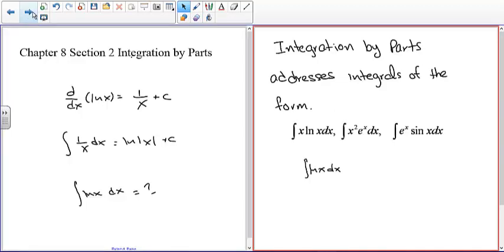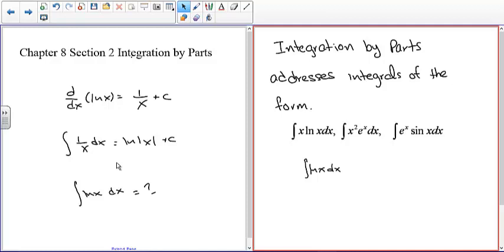The kinds of integrals we're talking about, besides the integral of the natural log of x, are x times the natural log of x, or x squared times e to the x, or e to the x times the sine of x. So they typically involve a polynomial term, a logarithmic term, an exponential term, a trig term. You can see we have polynomials, natural log, e to the x, sine of x, and they're all products except for this one. But again, we can still use integration by parts to do that.